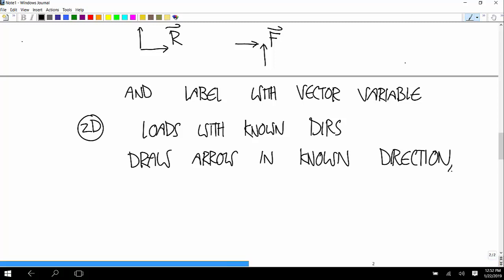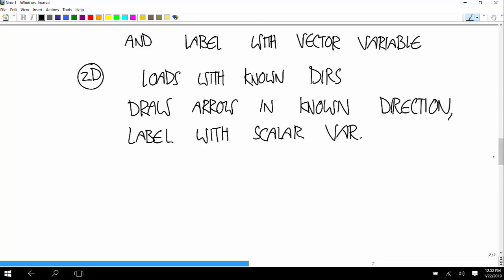And label it with a scalar variable. Okay, so if you know that the force is acting in that direction, all that's needed is a variable; it depends what kind of variable it is, what you're probably going to call it. But so why is it?